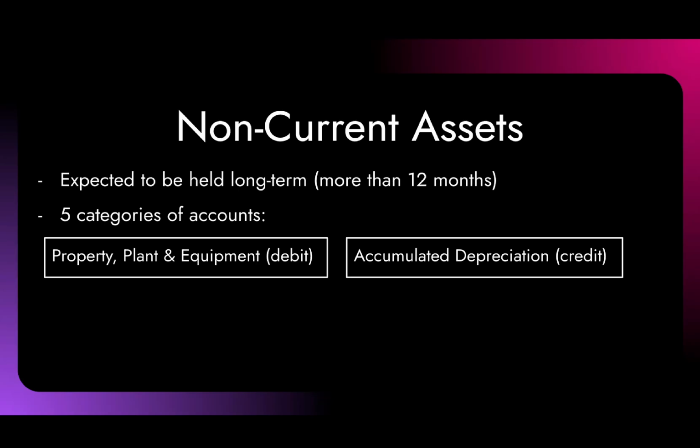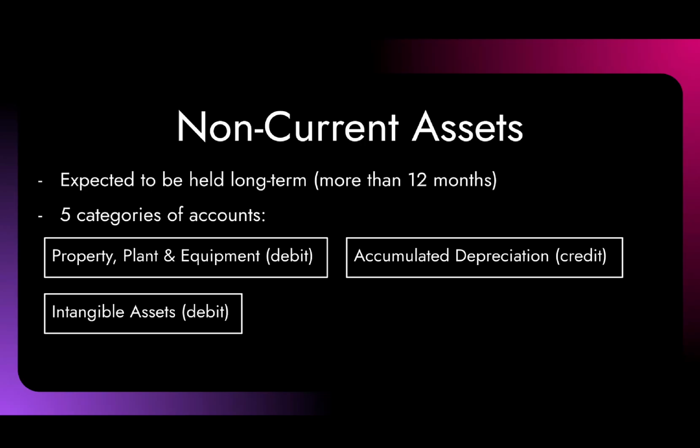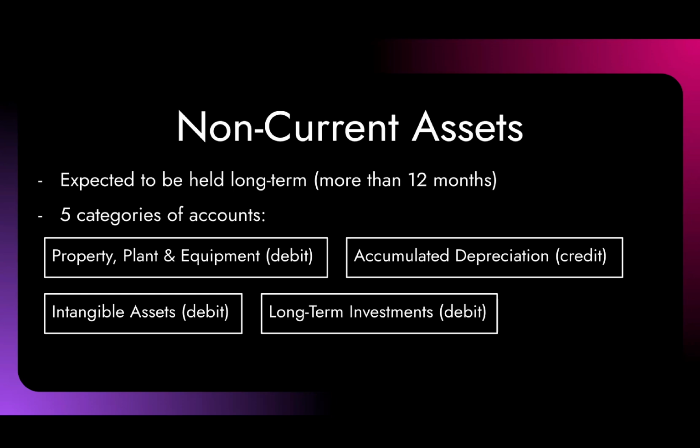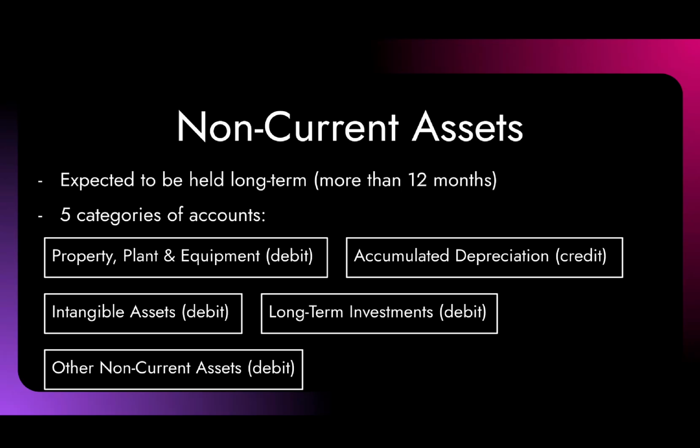So these two categories go hand in hand, and notice that they have opposite balances, where PPE has a debit balance and accumulated depreciation has a credit balance. Then you have your intangible assets, which can be, for instance, your trademarks. You have your long-term investments, which are financial instruments that cannot be turned into cash right away. And finally, you have your catch-all other non-current assets.